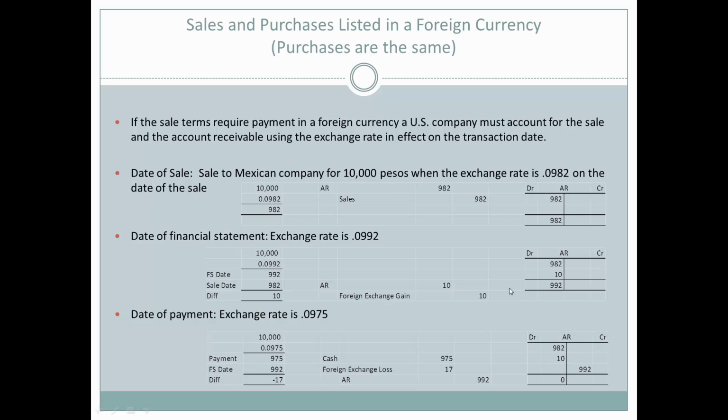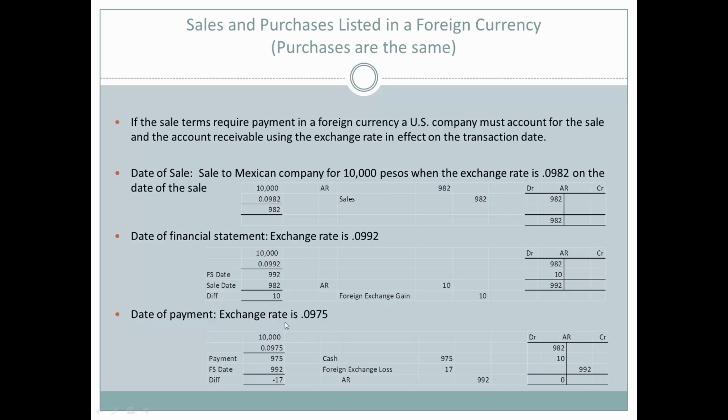So in order to properly have the accounts receivable valued as of the financial statement date at the amount of $992, you're going to have to recognize the fact that the exchange rate means that the value of the transaction has gone up by 10 US dollars, so accounts receivable will go up by $10, and then you will have a foreign currency exchange gain in the amount of $10. Now, if this were the reverse, then you would have a foreign exchange loss, and accounts receivable would be written down by the difference in the exchange rate.